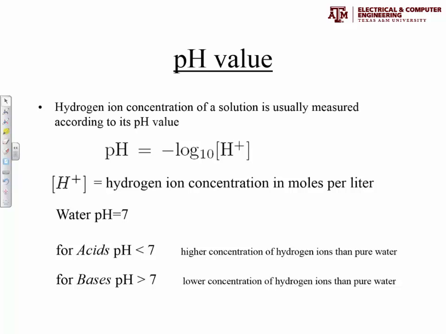So if you're looking at pure water, the hydrogen ion concentration in pure water is 10 to the power of minus 7 moles per liter, okay? So if you apply that formula here, minus log to the base 10, 10 to the power of minus 7, you get 7. So 7 is the pH for pure water, okay?